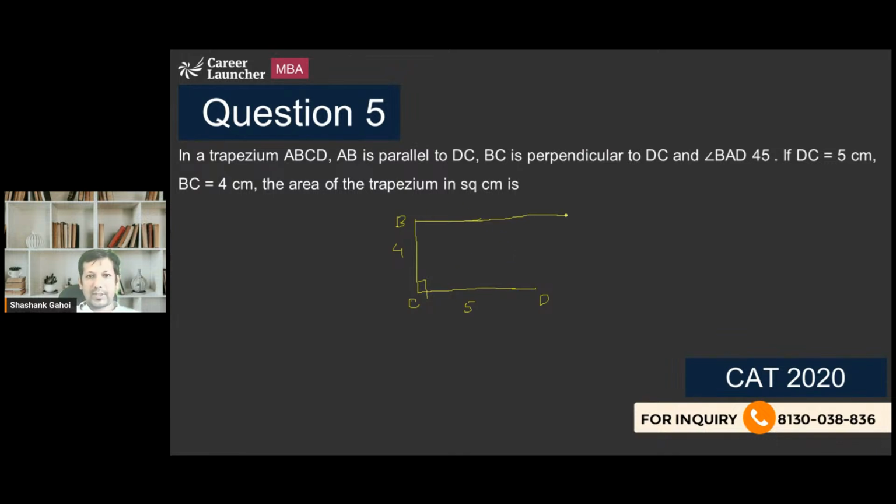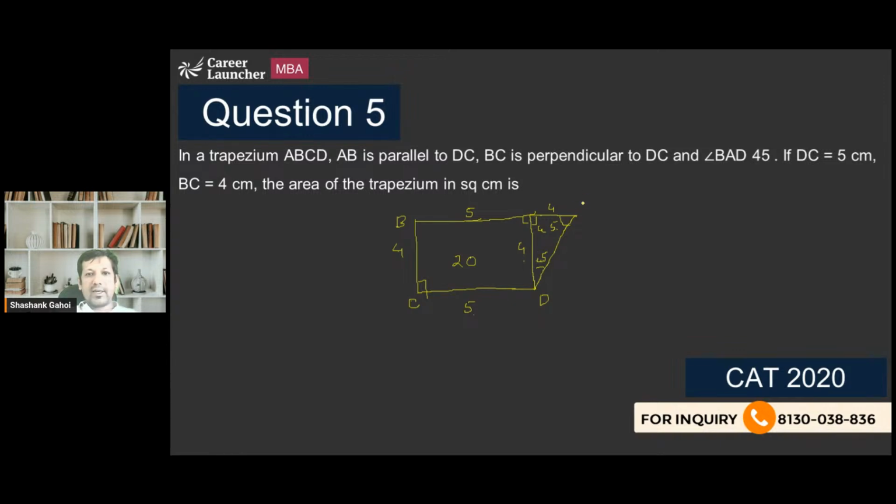So basically it is going to look like this. This angle BAD is 45. The question is asking what is the area. Fair enough. This length is 4, so this is going to be 4. This is 5, so this is going to be 5. This is 90 degrees, it is 45, it is 90, so this is also going to be 45. What is the area of the rectangle? That comes out to be 20. This is 4 because it is a 45, 45, 90 triangle, so this is also going to be 4.